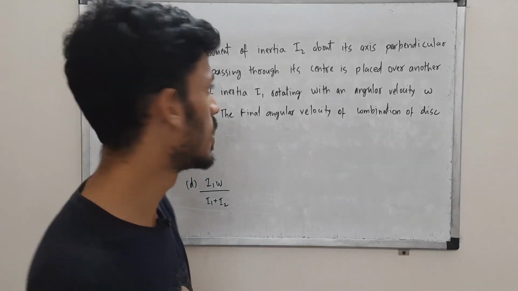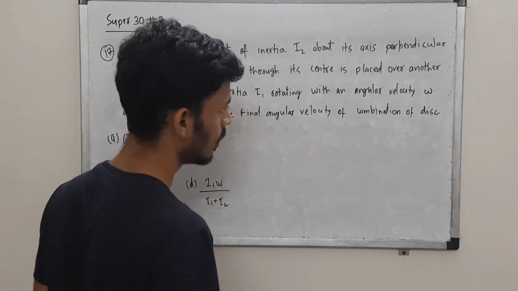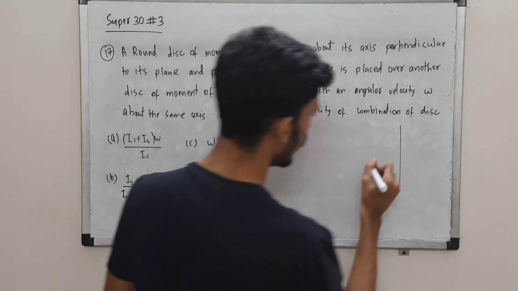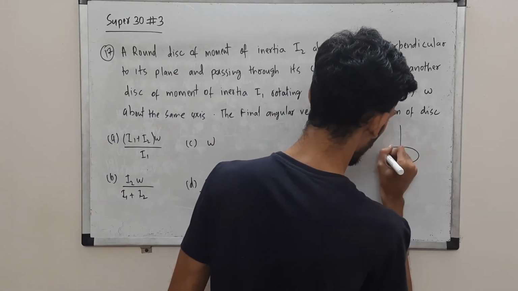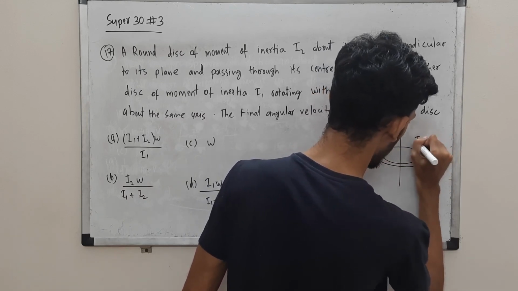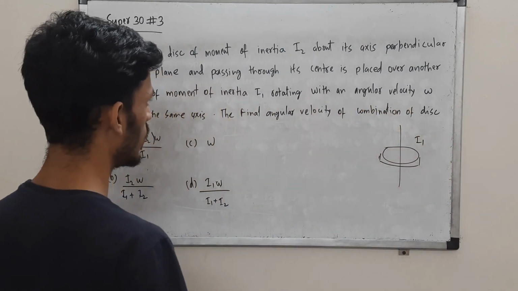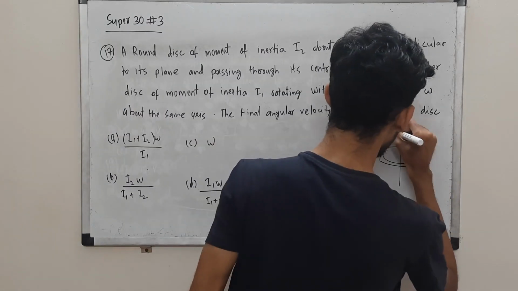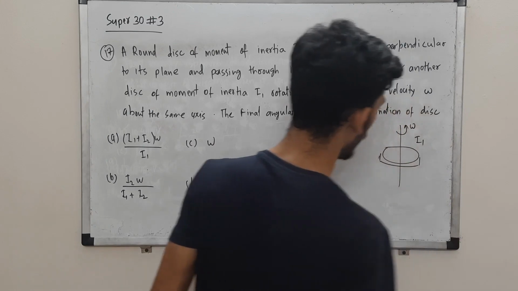Let's come to question number 17. Let me break down the story for you. Long story short, we have a disk which is revolving, with a moment of inertia I1 about this axis, and the initial angular velocity of this disk is omega. It is revolving with angular velocity omega.